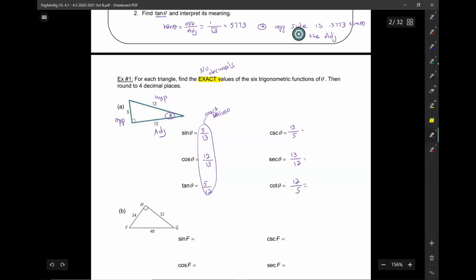All right. Now, to round to 4 decimal places, I will just take my calculator, and in my calculator I plug in for the first one 5 divided by 13. That's it. You don't even have to deal with the sine button. All right, and it's 0.3846. The next one, 12 over 13, you get 0.9230769 and so on. You have to round to 4 decimal places, so that's 0.9231. Remember to round properly. And then, you get the idea for the rest.